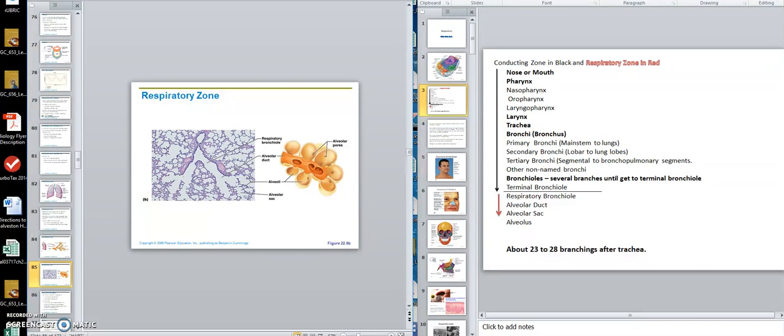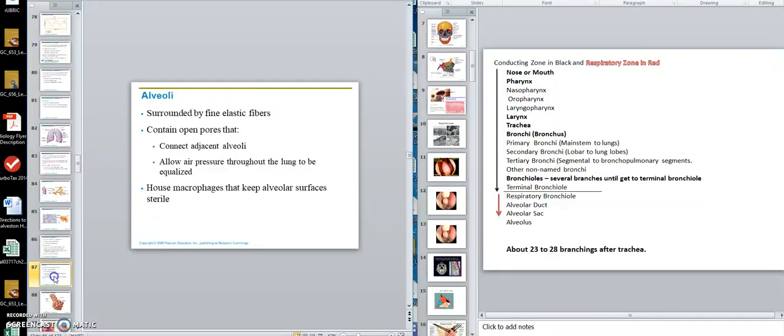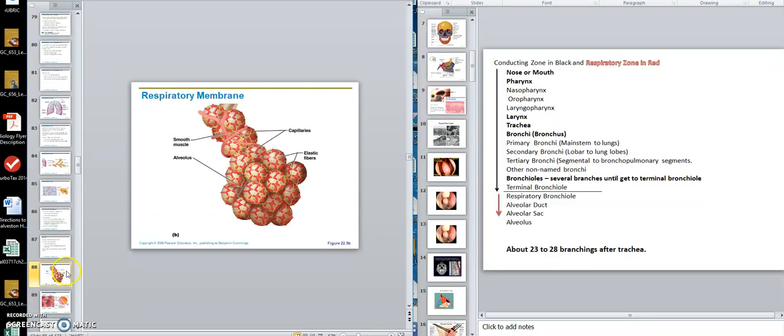That's really where the main exchange is going to be. So we have gone all the way to the very bottom. We started with the nose and mouth and went all the way down. Okay. The respiratory membrane, air blood, is composed of alveoli and capillary walls, and we'll be talking about that when we get into the alveoli. Okay. All right. So that's where we are. And see, here's those blood vessels around the alveoli and everything.